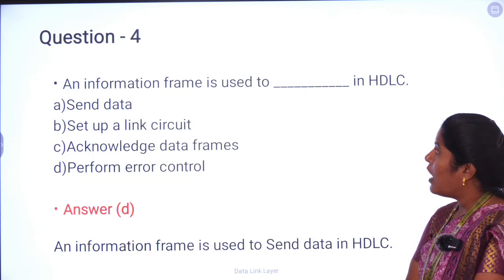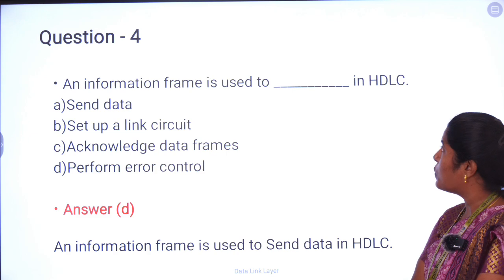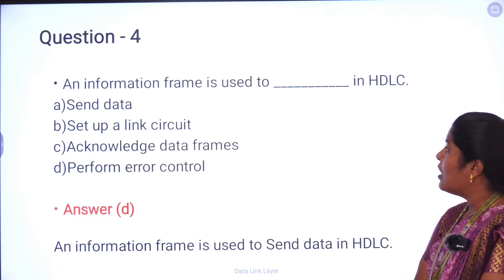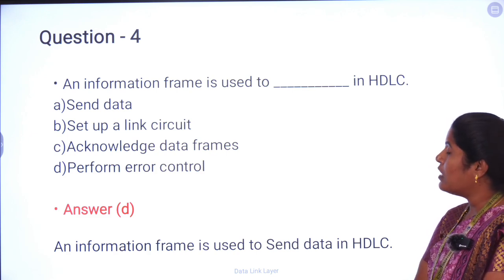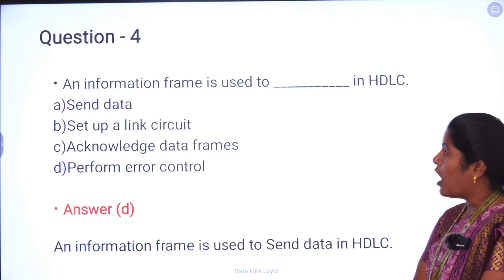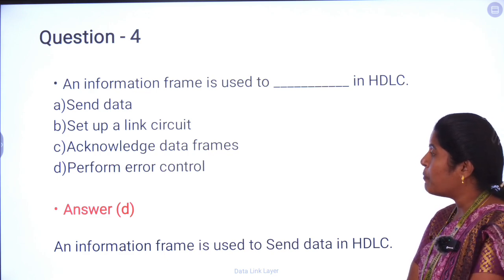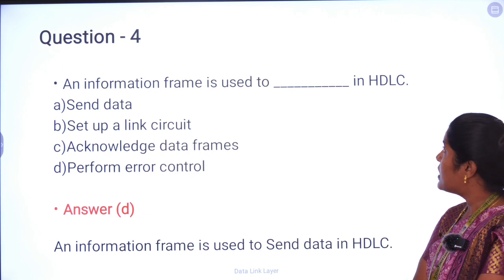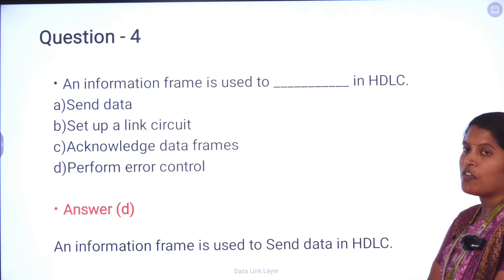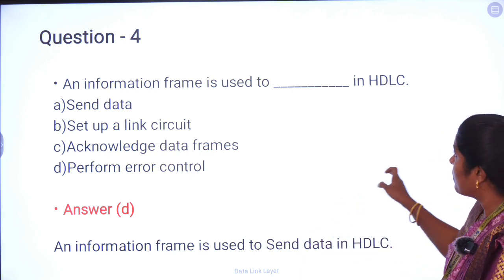Question 4: an information frame is used to dash in HDLC. The options are send data, set up a link circuit, acknowledge data frames, perform error control. The option is perform error control, because HDLC is used to perform the error control.